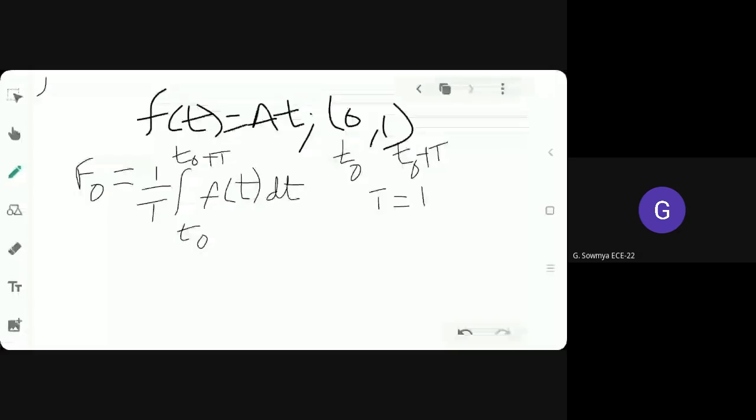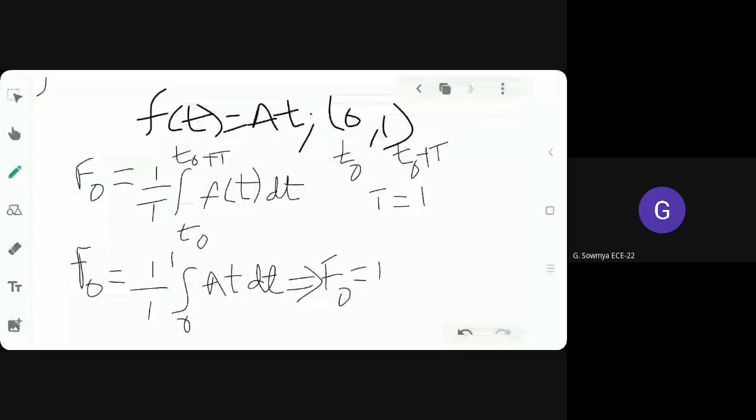So those who have not done, F naught equal to 1 by 1 integral 0 to 1 of f of t, which is at dt. A is independent of the integration, so A can be taken outside. F naught equal to A into the integration of t, which is t square by 2, with limits 0 to 1. Lower limit when you substitute will become 0. So the answer is F naught is equal to A by 2.